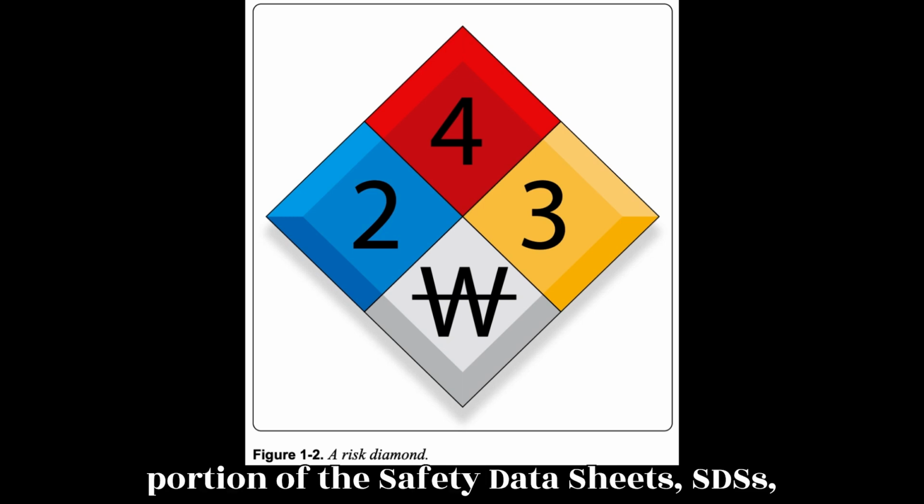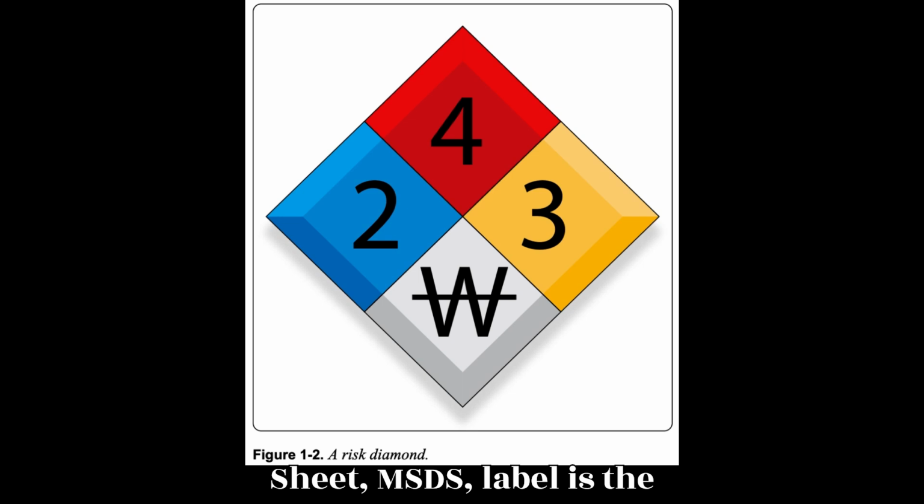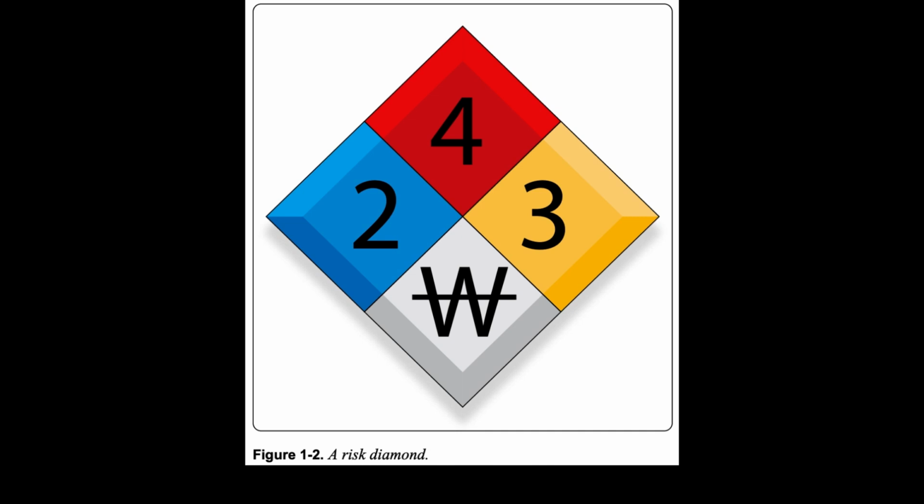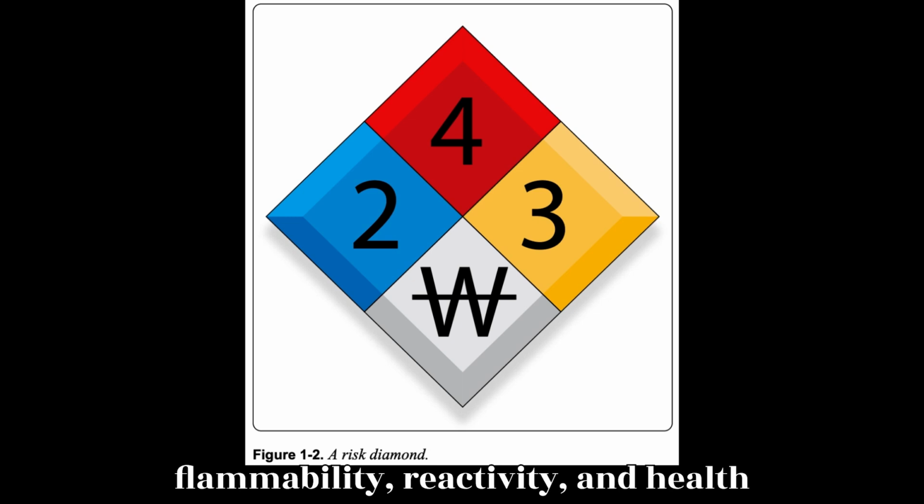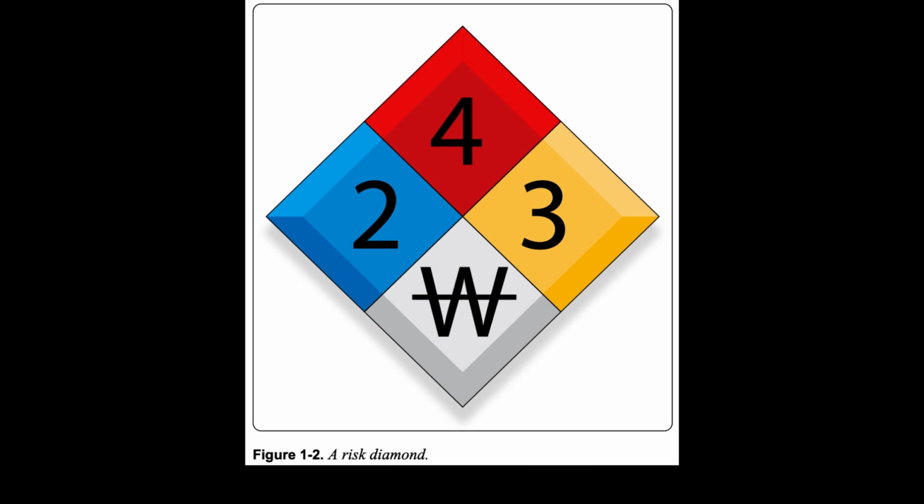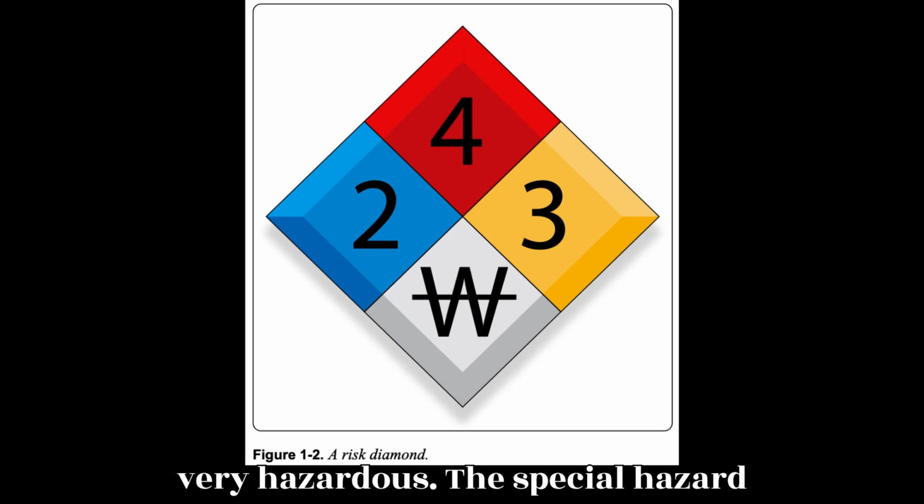The most observable portion of the safety data sheets, SDSs, formerly known as Material Safety Data Sheet, MSDS, label is the risk diamond. It is a 4-color segmented diamond that represents flammability, red, reactivity, yellow, health, blue, and special hazard, white. In the flammability, reactivity, and health blocks, there is a number from 0 to 4. 0 represents little or no hazard to the user, while 4 means that the material is very hazardous.